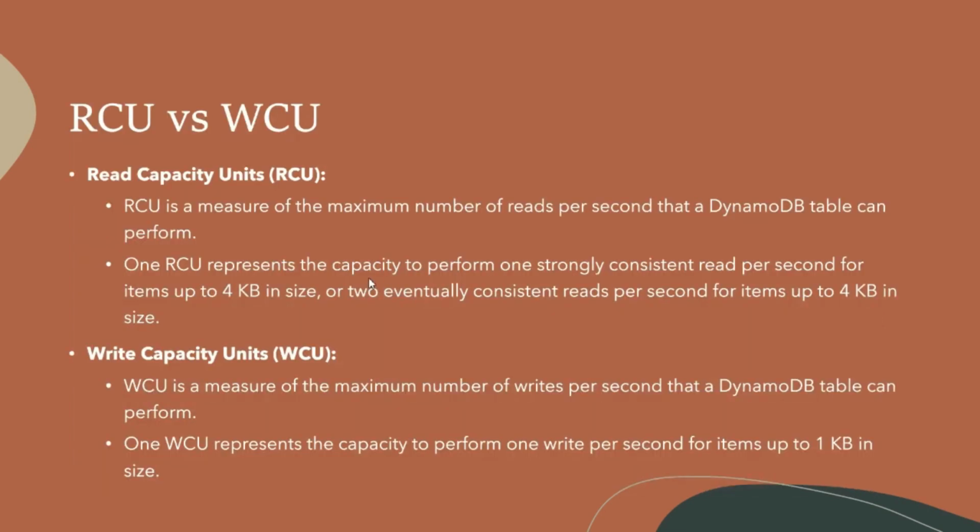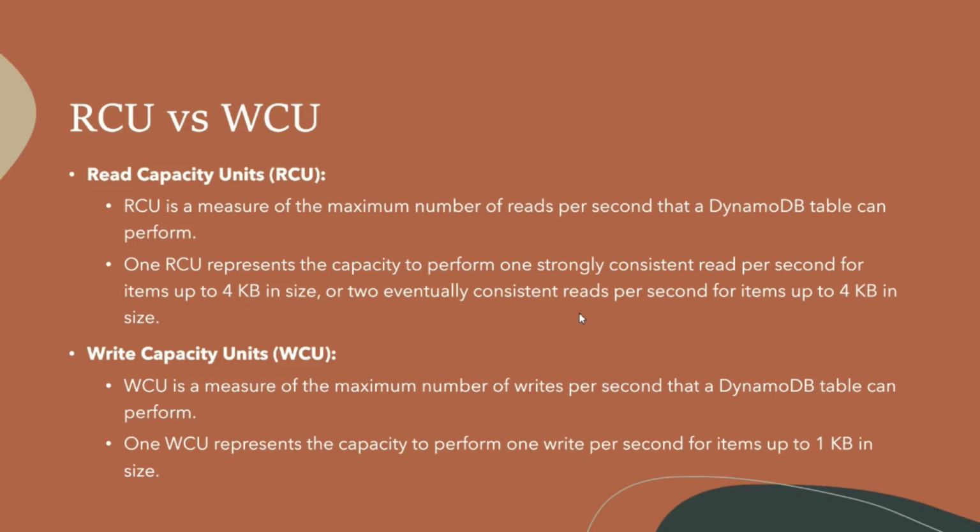So the final concept I'm going to talk on DynamoDB is read capacity unit and write capacity unit. So what is read capacity unit? Read capacity unit is the measure of maximum number of reads per second that the DynamoDB table can perform. So one RCU represents the capacity to perform one strongly consistent read per second for items up to 4 kilobytes in size, or two eventually consistent reads per second for items up to 4 kilobytes in size.